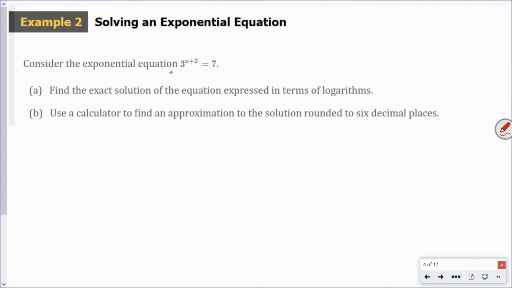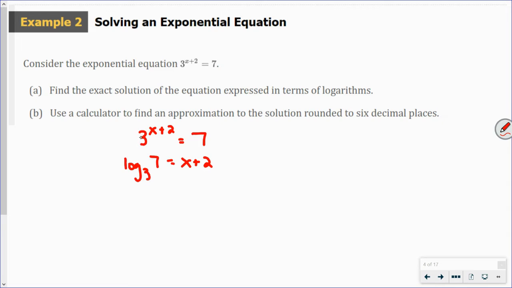Consider the exponential equation here. We're going to find the exact solution, and then we're going to estimate it. You notice here that my exponential is already isolated, so 3^(x+2) equals 7. I'm going to go ahead and rewrite this as logarithmic. So this is log base 3 of 7 equals x plus 2.